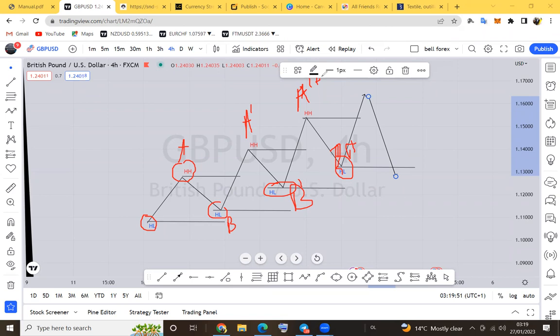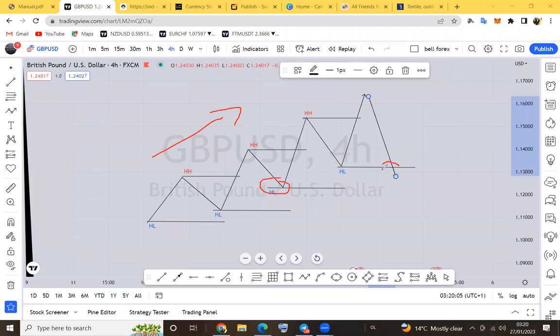Listen attentively. As the lows are not broken, the market is still in an uptrend. When the lows are broken, it's a sign that the market is going to change its direction. And what did they say? They said that what? Read in my notes. Clearly stated that what?